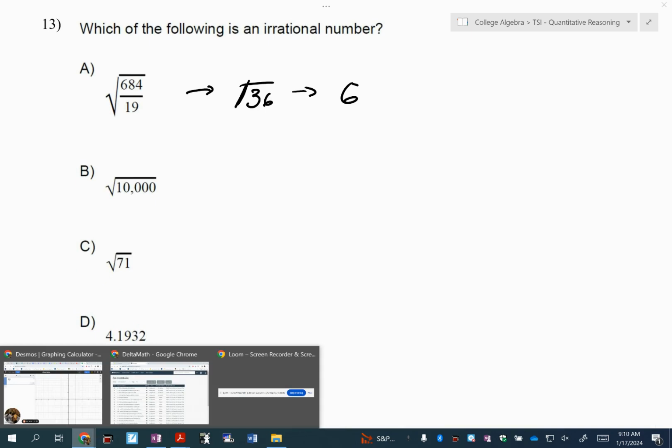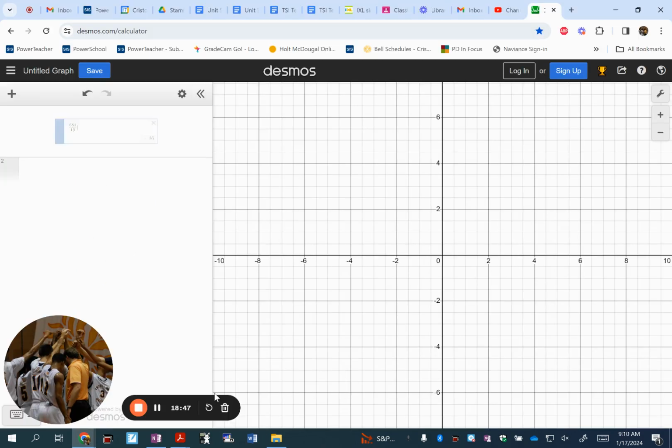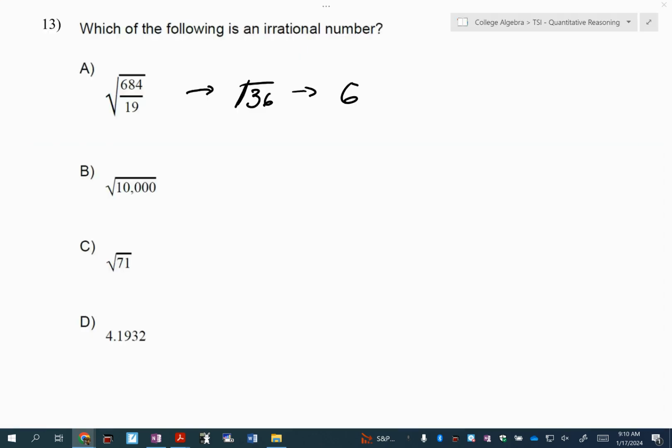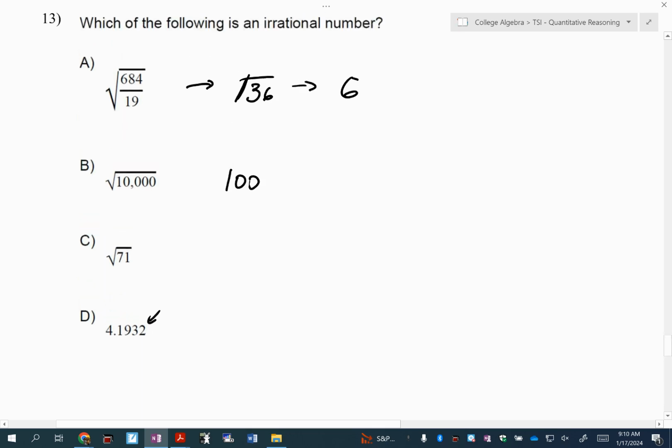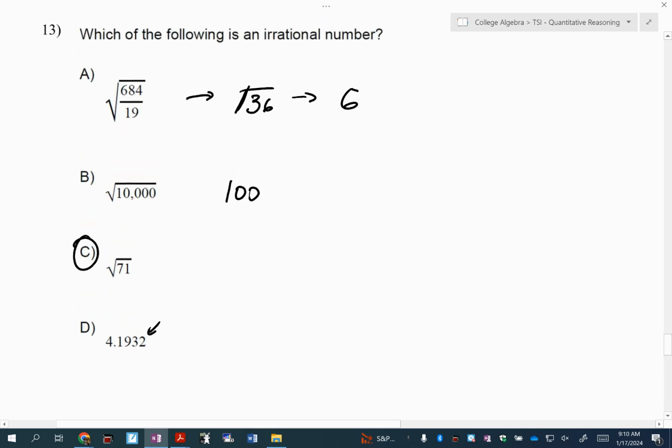The square root of 10,000 is going to be 100, so that is a rational number. See how they're trying to mess you up with D. It actually does stop, in the tens, hundreds, thousands, 10,000s place. A lot of students will think, oh, it's going to be D because it goes on forever, but it doesn't. It actually terminates in the 10,000s place, so D is rational. So the only one that's irrational is the square root of the prime number 71. That would go on forever. It would never terminate. It would not have a pattern.